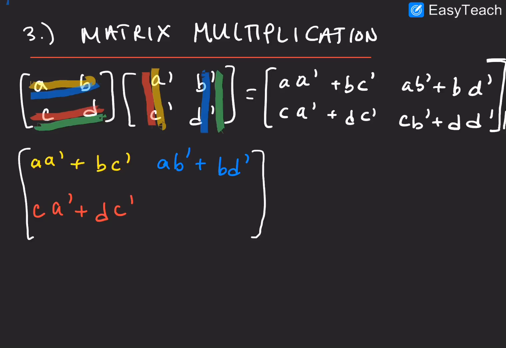So then we get C times B prime plus D times D prime. Okay, and that is how you multiply matrices. That's the only way that you multiply matrices together, is this extremely convoluted way. So I hope you get that. If you don't, you can go ahead and replay this part because this is important. Let's go ahead and move on.